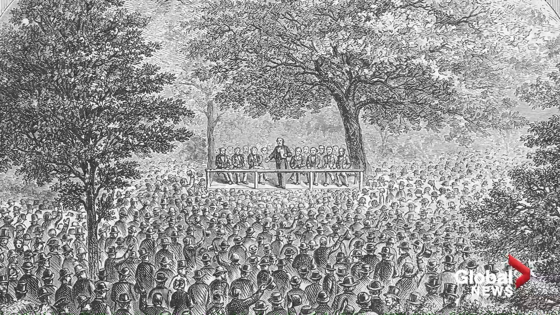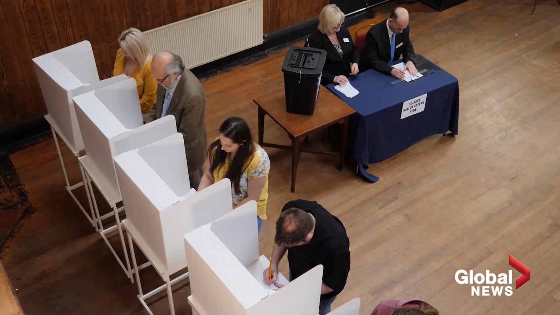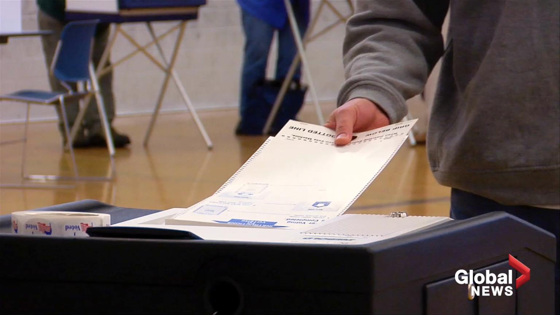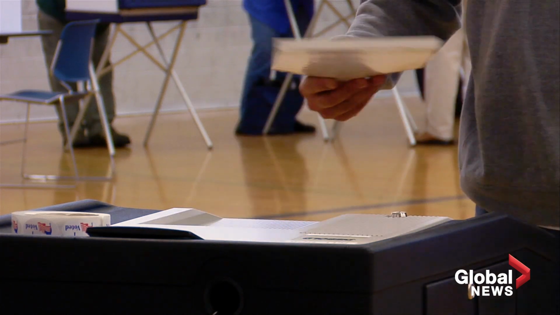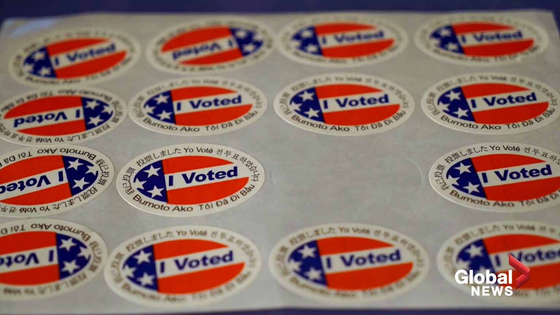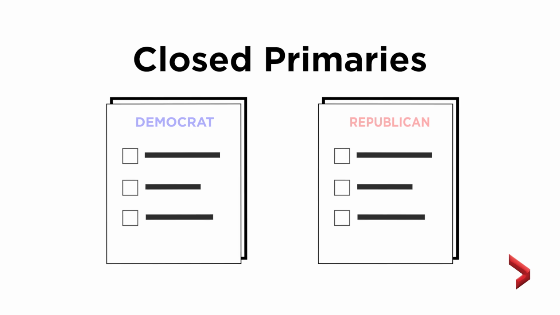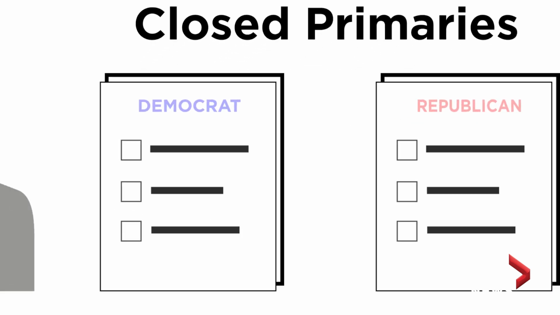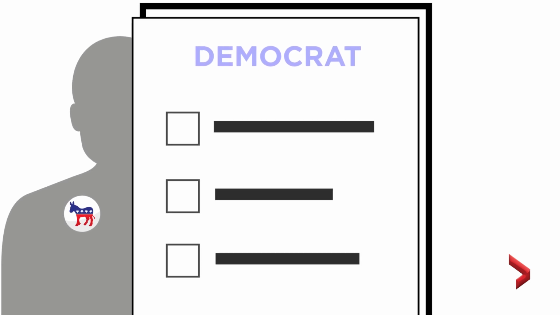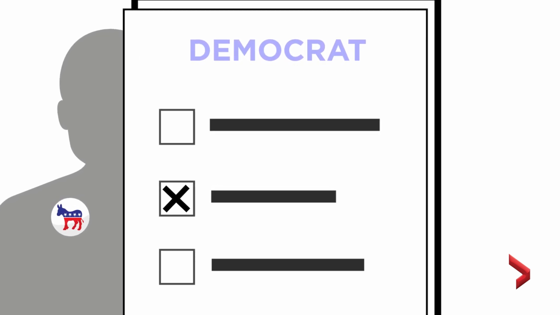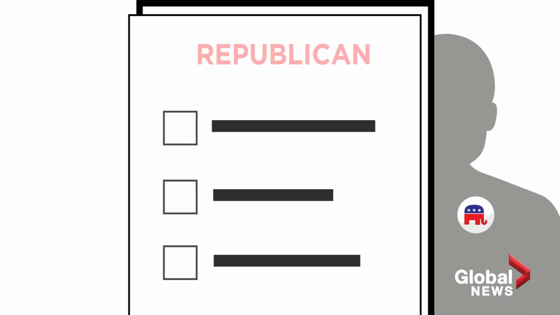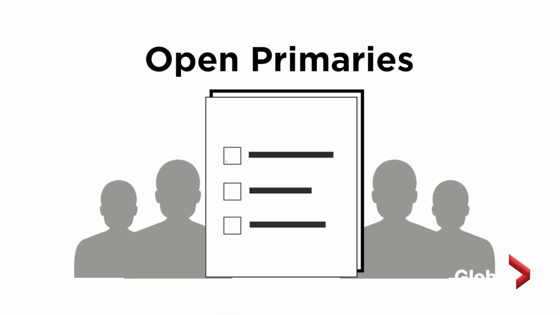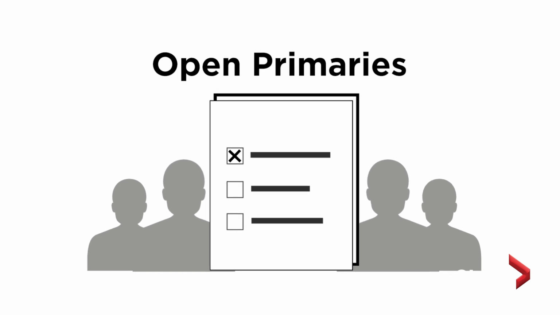Caucuses were the original method for selecting a candidate, but most states now hold primaries because the state pays for it rather than the party. There are two main types of primaries, open primaries and closed primaries. In a closed primary, only registered party members are able to vote in their own party's primary. For example, a voter registered as a Democrat can vote only in the Democratic primary, and a Republican can only vote in a Republican primary. Whereas in an open primary, anyone can cast a ballot without declaring party affiliation.